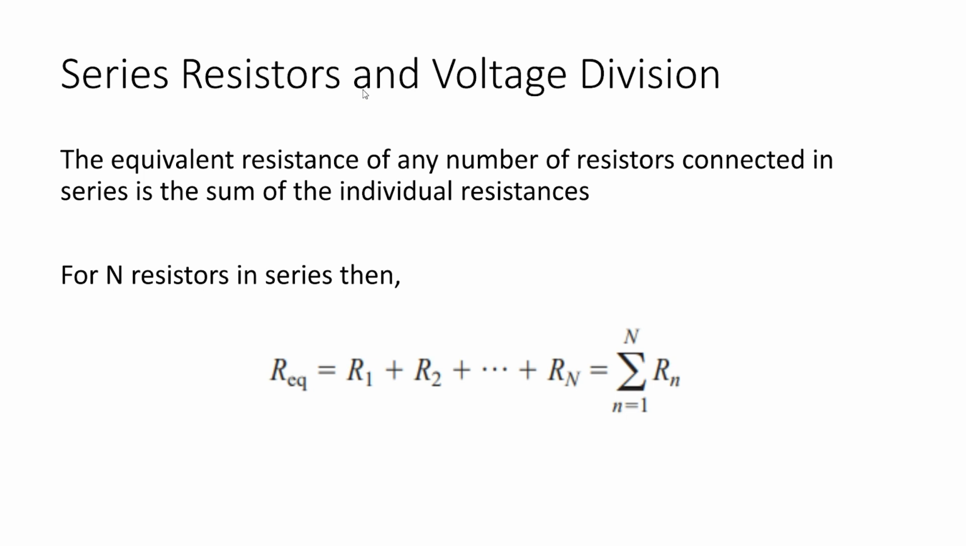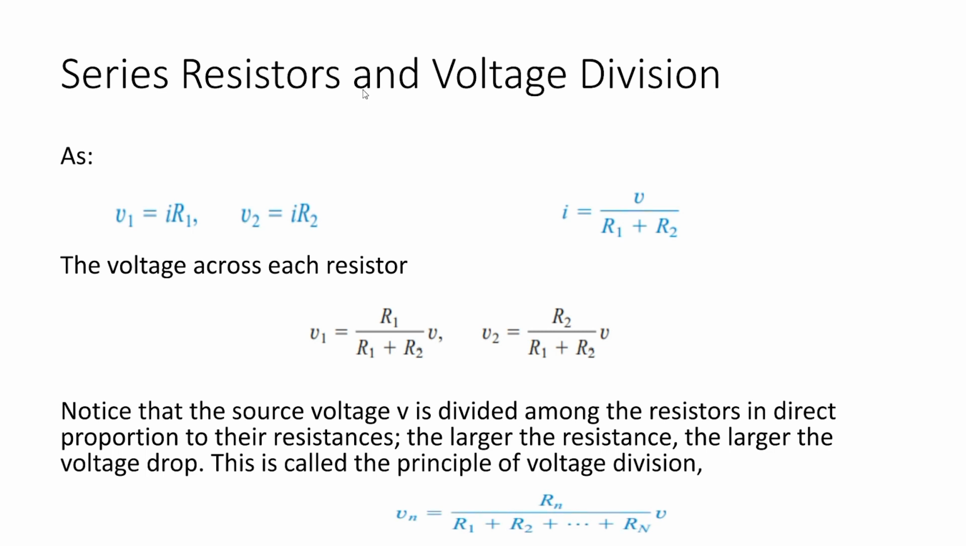Basically, the equivalent resistance is the sum of all the resistances present in the circuit. Like this, the equivalent resistance of any number of resistors connected in series is the sum of the individual resistances, exactly what I just explained. It is generally denoted like this for n resistors in series.